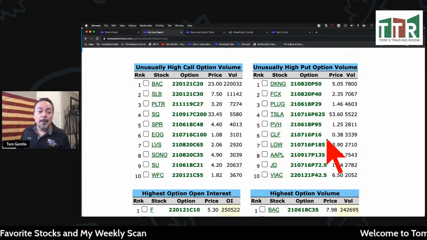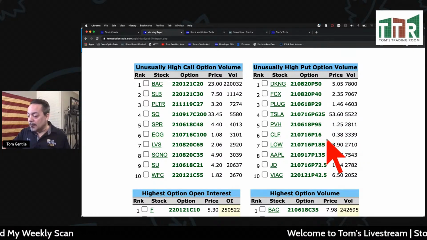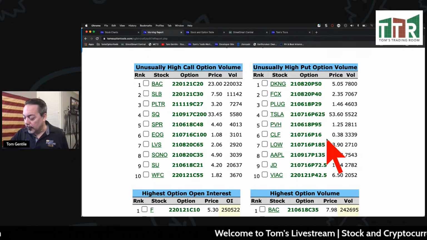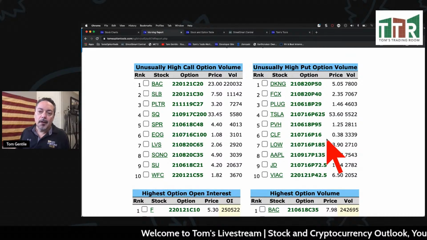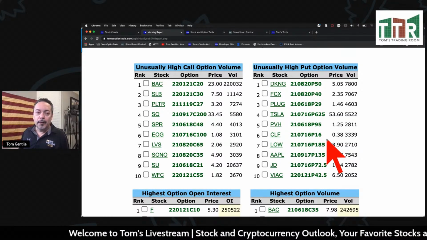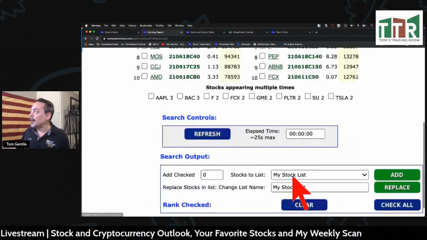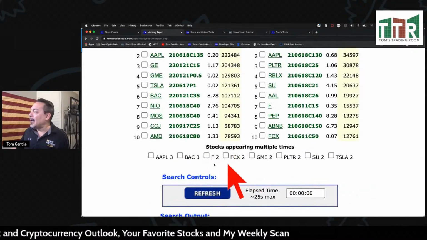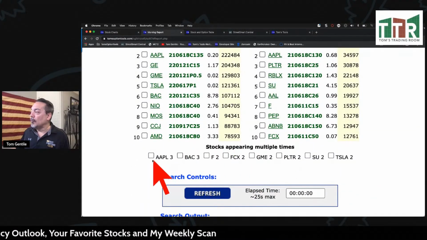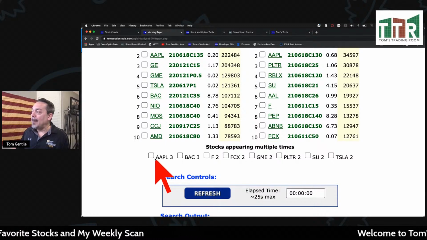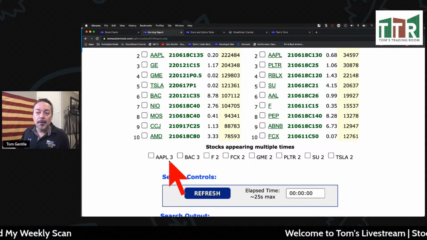Then I'm going to show you something else that you might have access to, guys. You may need a software. You may need the ability to have a free trial or a software to do this. I don't know, but down at the bottom you'll see the stocks appearing in multiple time frames. So, for instance, Apple is in 3 of those buttons.